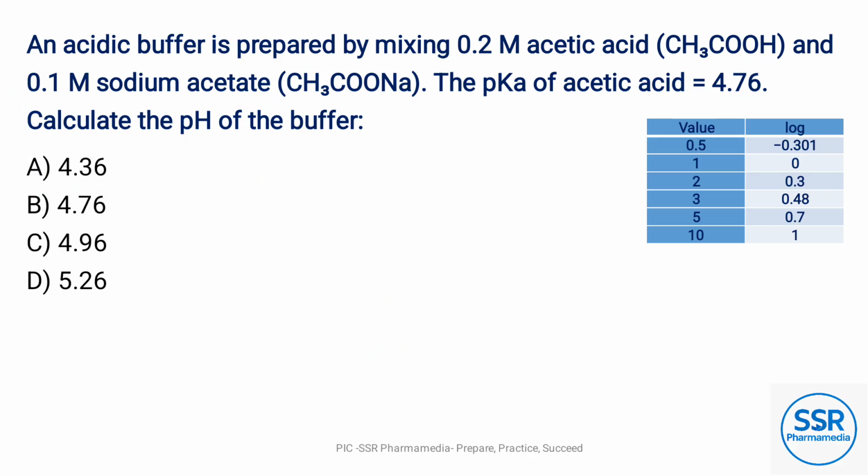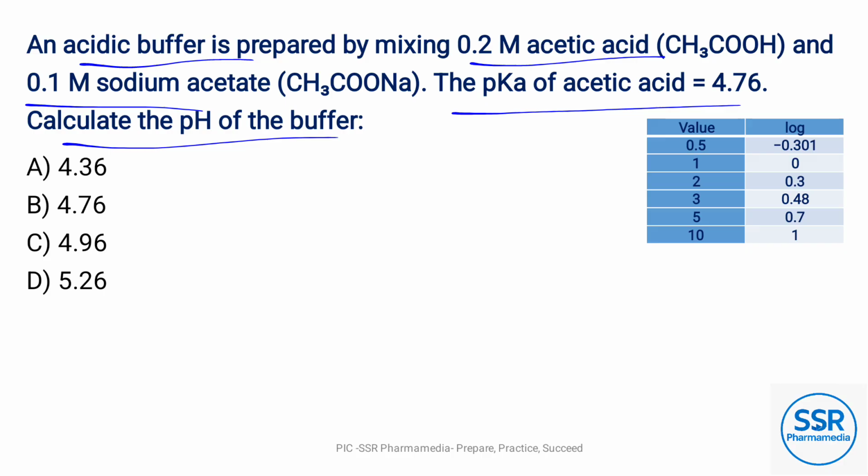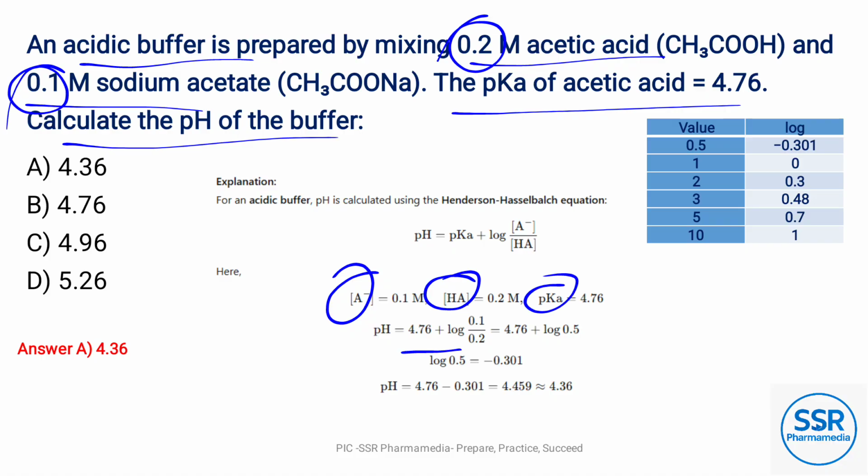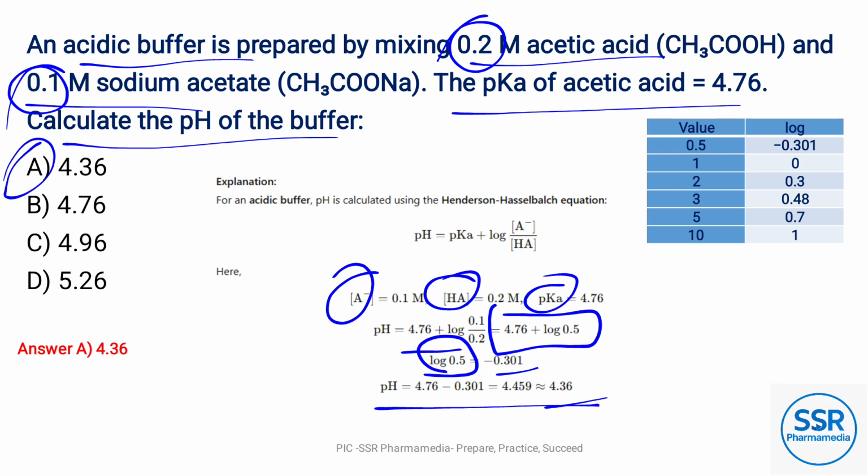Same question again. An acetic buffer is prepared by mixing acetic acid and sodium acetate, with the pKa of acetic acid given. Calculate the pH. So you clearly understand: they have given us the acetate salt value, the acid value and the pKa value. Now you substitute, you get the ratio, you take the log of it, and you subtract that log value from the pKa value, and you get the answer. So option A is the answer.